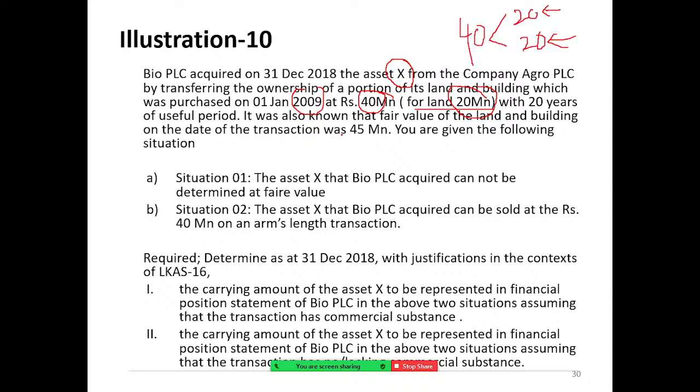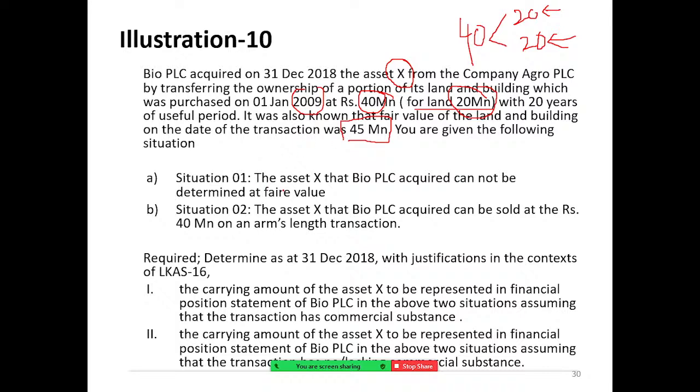It was also known that the fair value of the land and building on the date of the transaction was 45 million. This means the 45 million is the fair value of the asset given up. You are given the following situations.